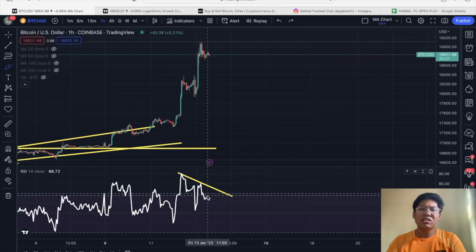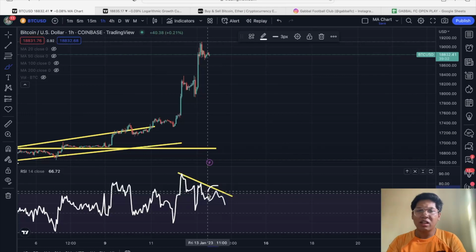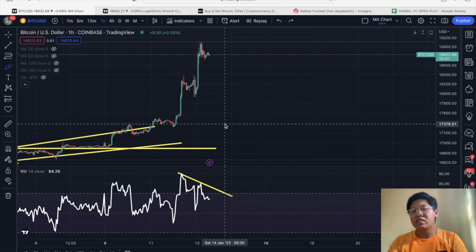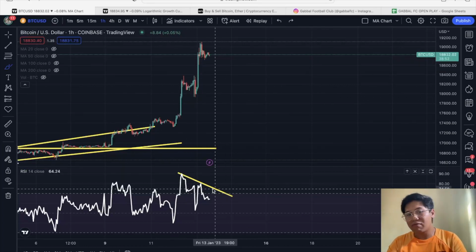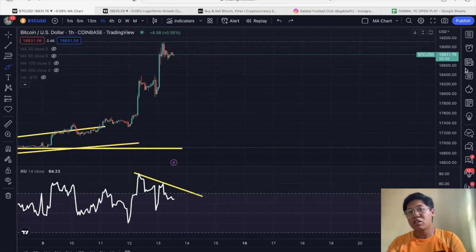Siguro, a third retest dito, if we are going to form a bearish divergence. If na-retest niyo yung ating resistance sa ating RSI, then that could be our potential bearish divergence. Pero yun nga, it's still too early pa kasi as you can see, masyadong steep yung kanyang pag-akyat. At the same time, once lang natin na-retest yung ating resistance, so this is not yet a confirmed bearish divergence.